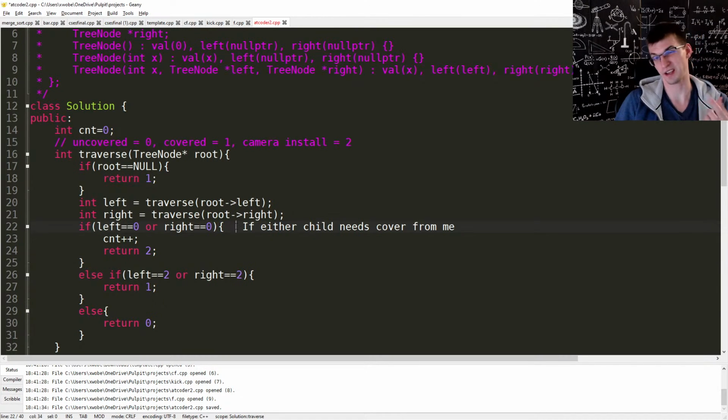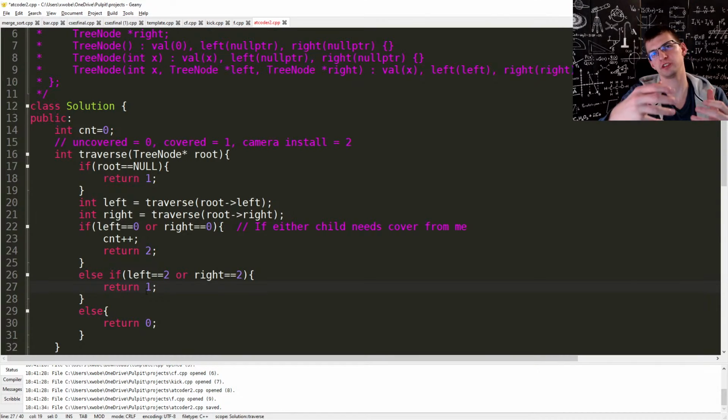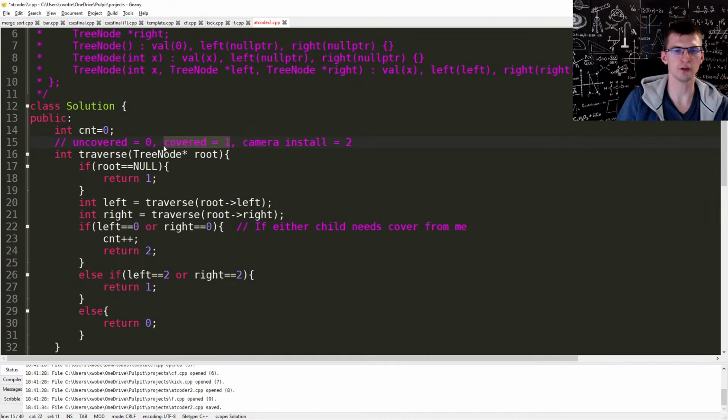Otherwise, I don't need to put a camera right here, because my children don't need help. If at least one of the children has a camera, then I'm covered by my children, by at least one child, doesn't matter if by two, so I return the state of covered. Yeah, makes sense. Else, if it's not the case that one of them has a camera, then I'm not covered. I need help from my parent. And this is the most greedy part. This is the most greedy, questionable part, but it's correct.